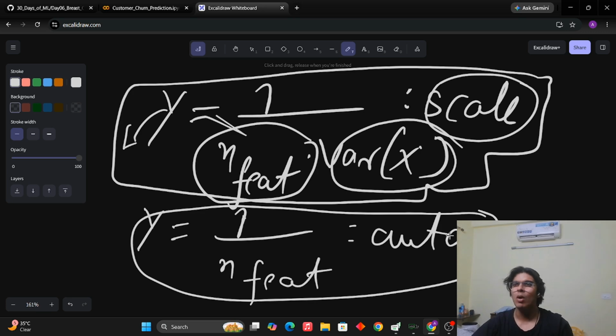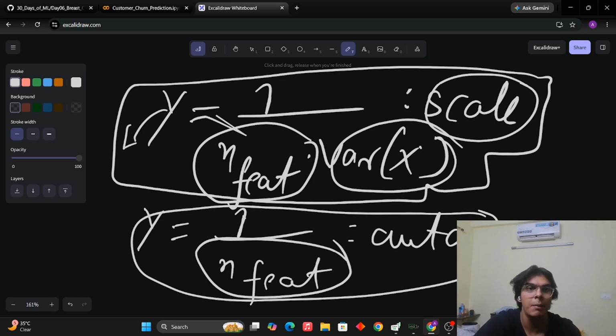Auto is a very naive model. It is usually used for very, very small data sets. So it is pretty simple. It just is the inverse of the data set dimensions or the features. Okay. So this is it for the gamma one.